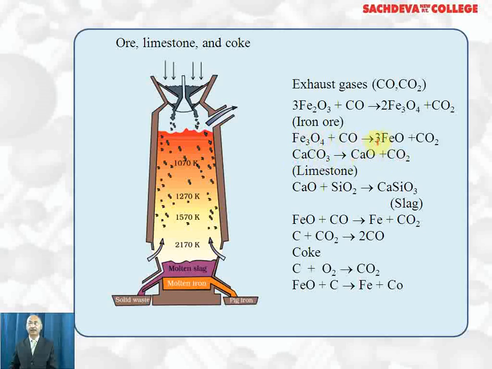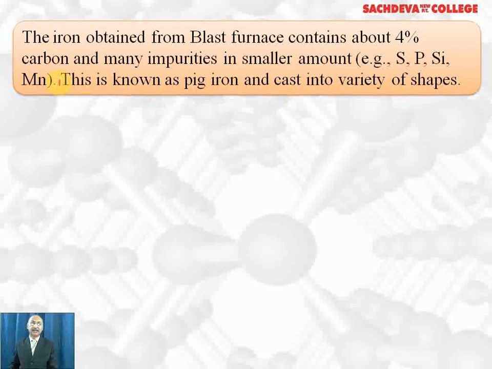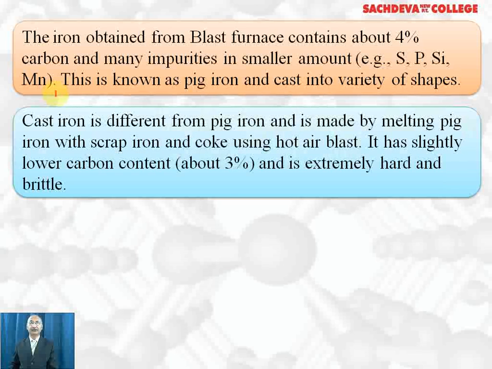Fe3O4 gets reduced with carbon monoxide to form ferrous oxide plus CO2. Fe2O3 is reacting with carbon monoxide and reduced to Fe3O4 plus CO2. Exhaust gases are CO and CO2. The iron obtained from the blast furnace contains about 5% carbon and many other impurities like sulphur, phosphorus, silicon, and manganese. This is known as pig iron and is cast into a variety of shapes.